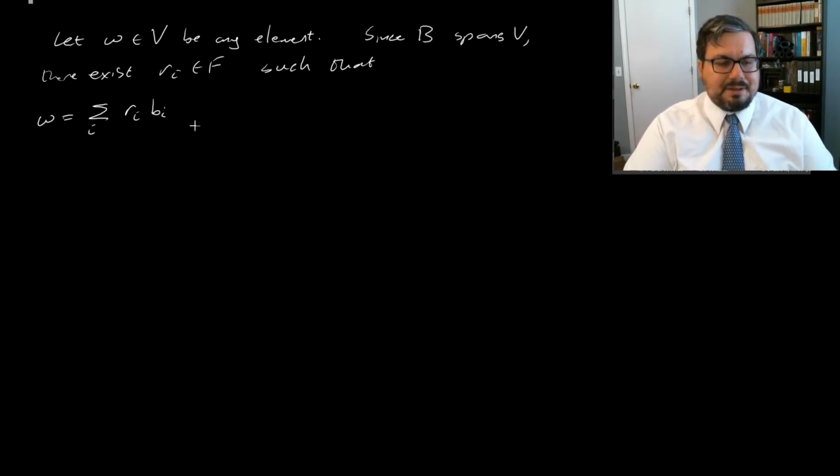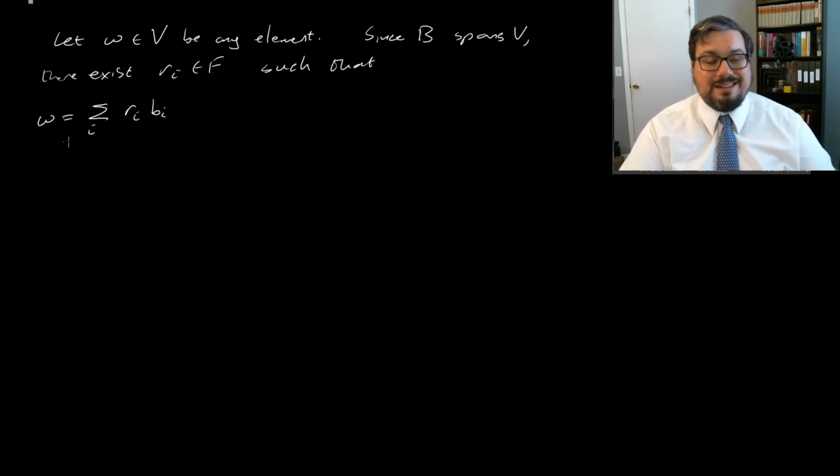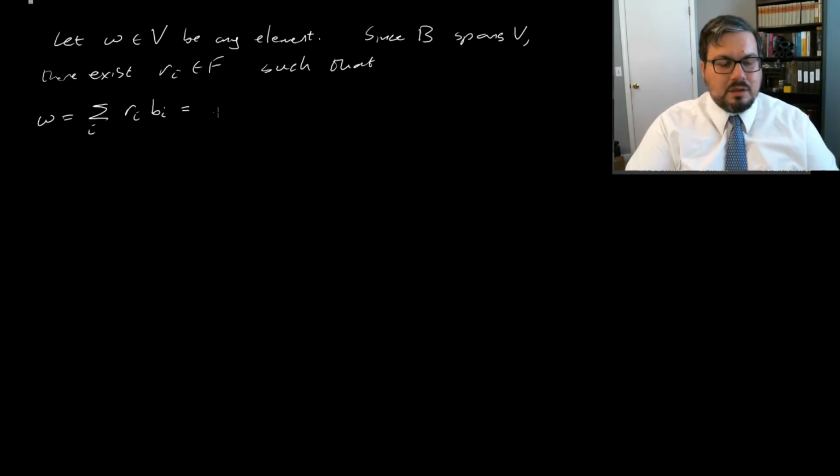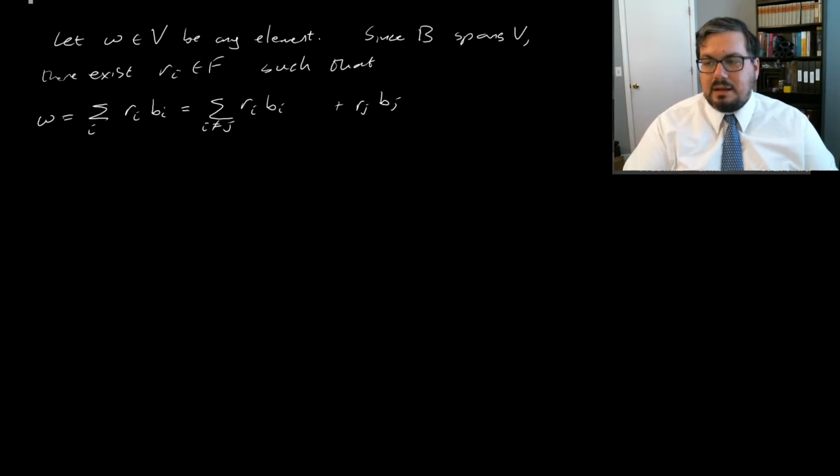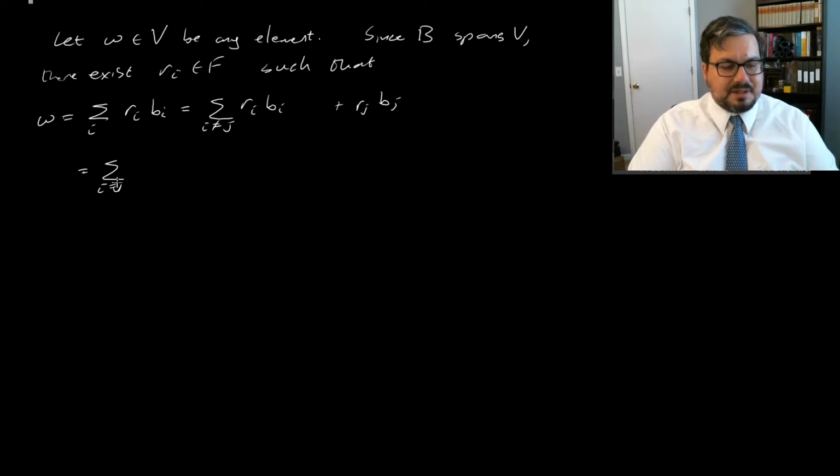But now we'll go ahead and do some computations with this to see that we can write W as a combination of the elements of B prime. So this is just splitting off the jth term. This is the sum of the Ri Bi's with i not equal to j plus Rj Bj. But we can rewrite this further. We can say that this is the sum i not equal to j, Ri Bi plus Rj Aj inverse times Aj Bj.